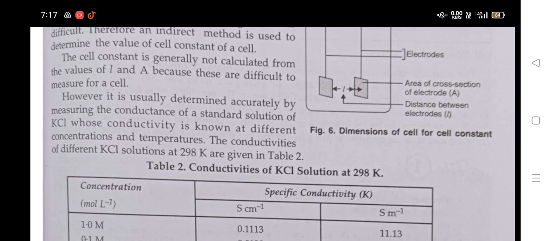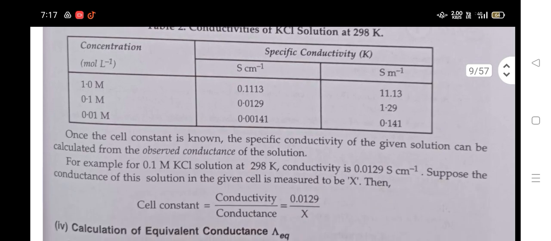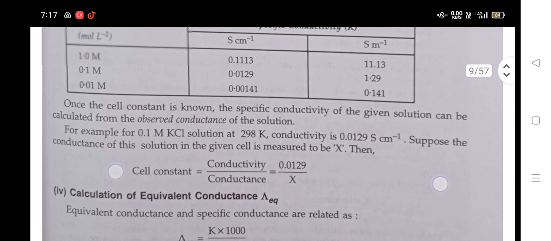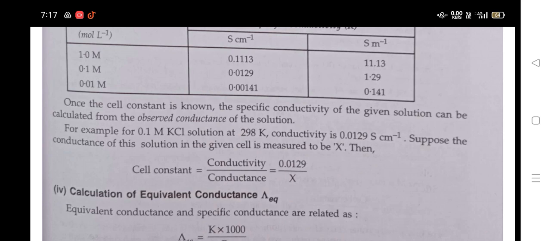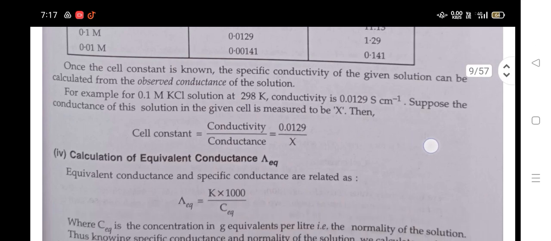The conductivities of different KCl solutions at 298 Kelvin are given in Table 2. Once the cell constant is known, the specific conductivity of the given solution can be calculated from the observed conductance of the solution. For example, for 0.1 molar KCl solution at 298 Kelvin, the conductivity is 0.0129 Siemens centimeter inverse. Suppose the conductance of this solution in the given cell is measured to be X, then the cell constant is equal to conductivity by conductance, which is equal to 0.0129 by X.